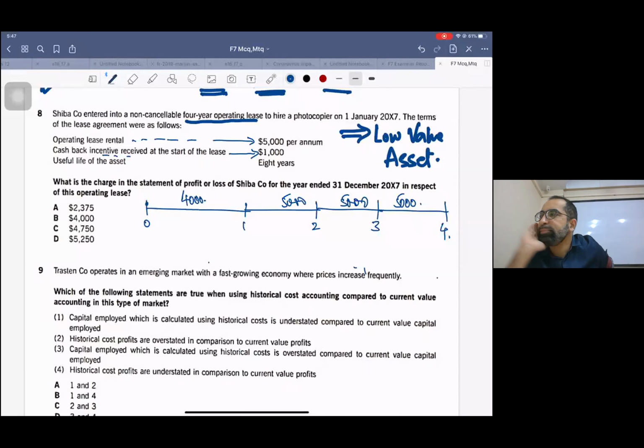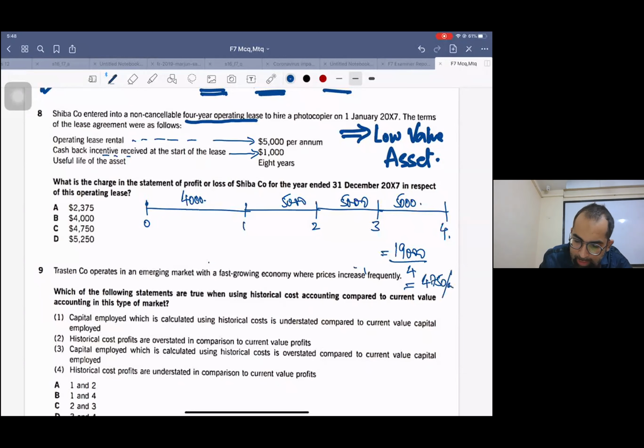Add all the rentals. Whenever there is a case of uneven rentals, add all the rentals: 4, 5, 5, and 5. It's 19. See this, it's 19,000 divided by the lease term of 4 years. Come on, do it. It's 4750 per annum.